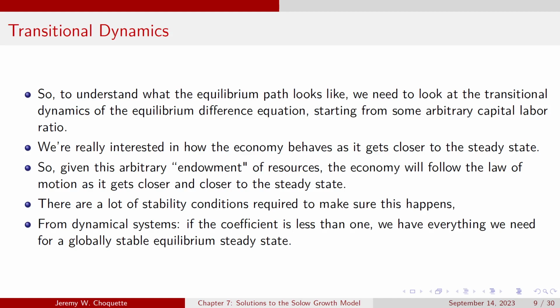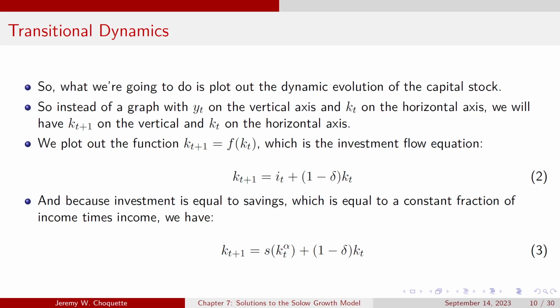Now, there's a lot of stability conditions required to make sure that this happens. And ultimately, if we have coefficients that are going to be less than 1, then we get everything we need for a globally stable equilibrium steady state. Now, in this case, you don't have to worry about that. It will always be a globally stable steady state for this system.